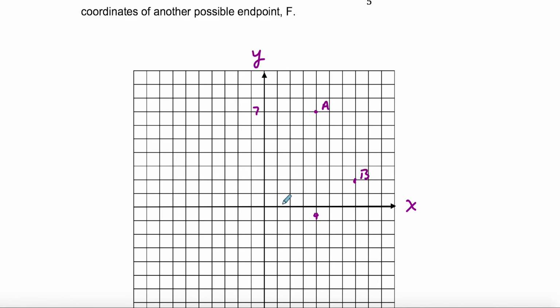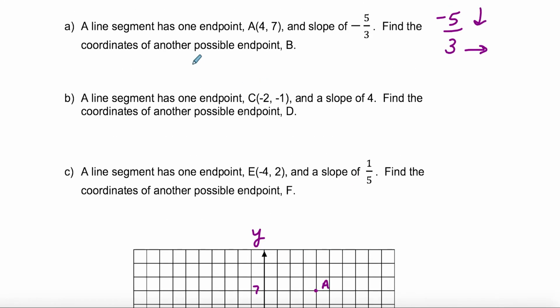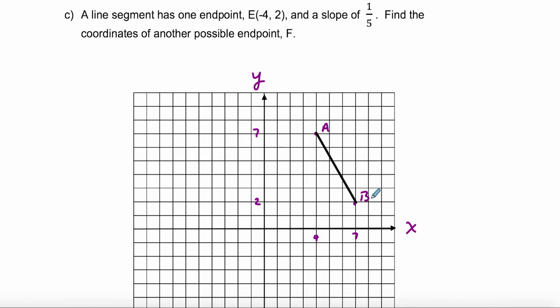Okay, what is that point though? 1, 2, 3, 4, 5, 6, 7, and up 2. So that ordered pair, remember it's always X first and then Y. B would be possibly 7, 2. That could create a line segment AB.